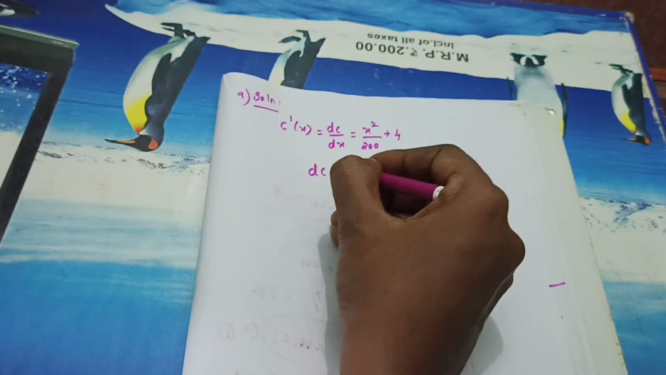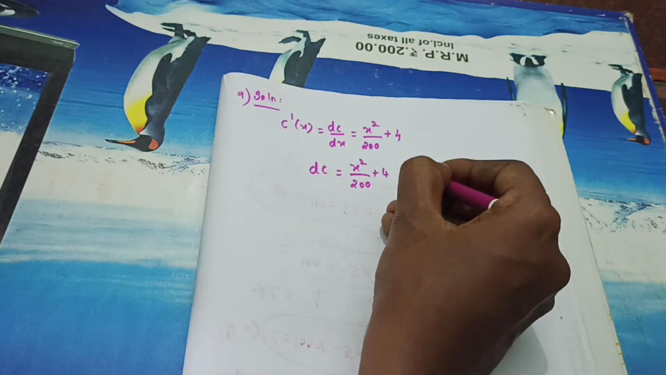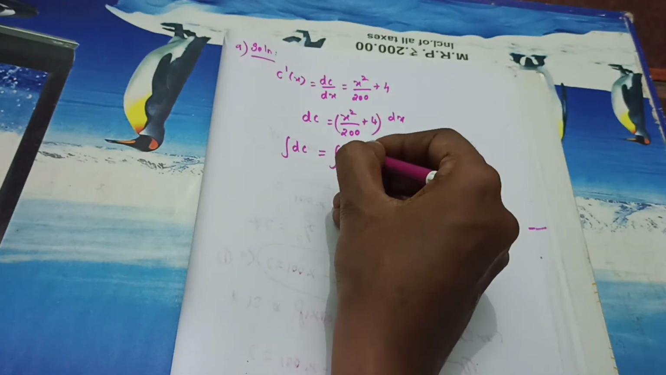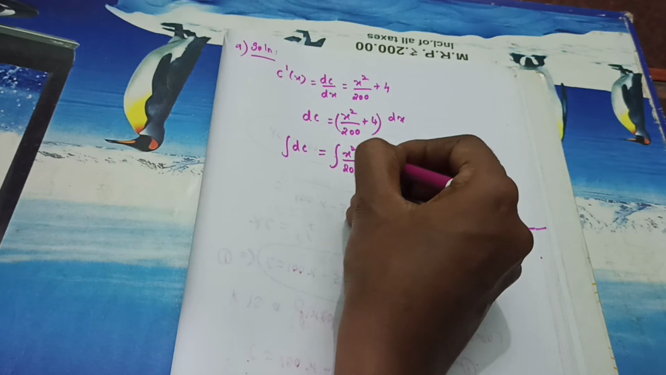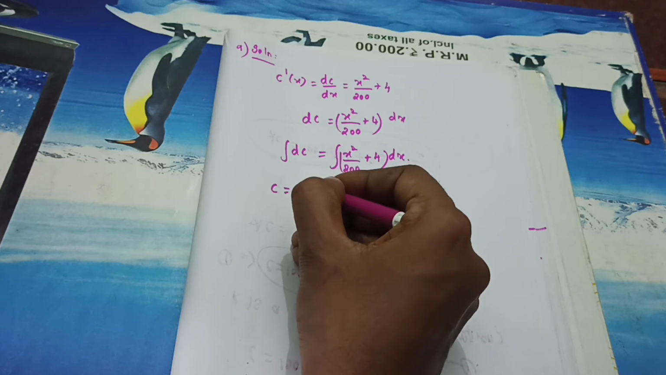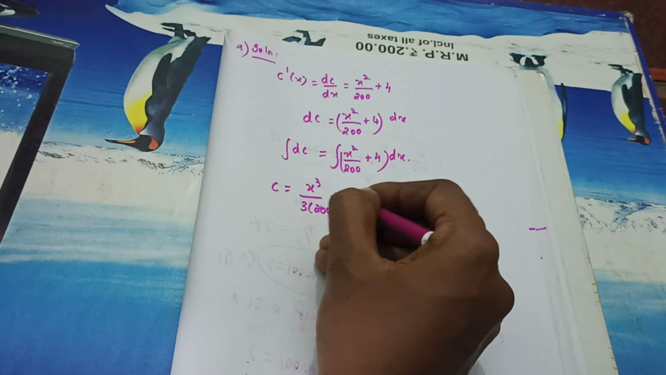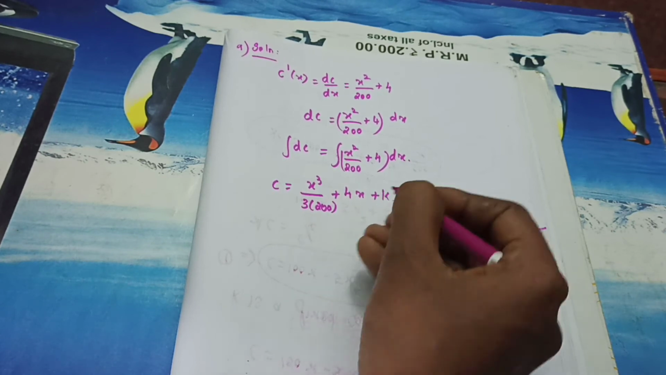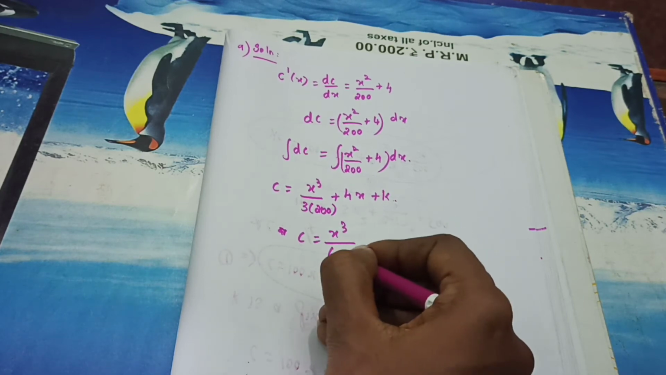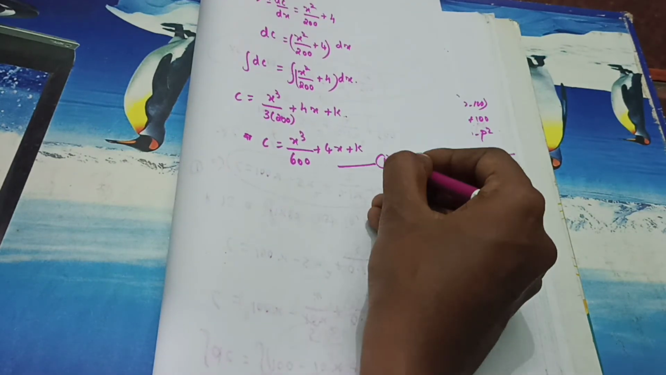So dC, bring that to that side: x square by 200 plus 4 into dx. Integrate on both sides. Integral of dC equals integral of x square by 200 plus 4 into dx. So C is equal to x cube by 3 into 200 plus 4x plus a constant. So C is equal to x cube by 600 plus 4x plus k. This is equation number 1.